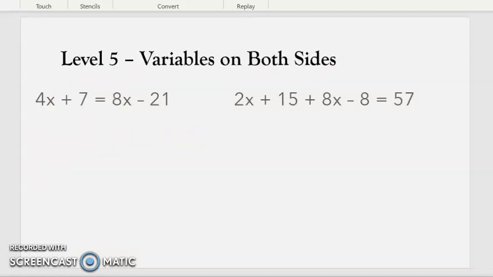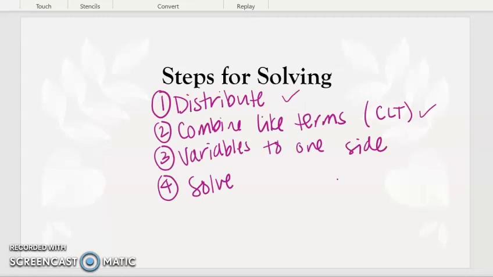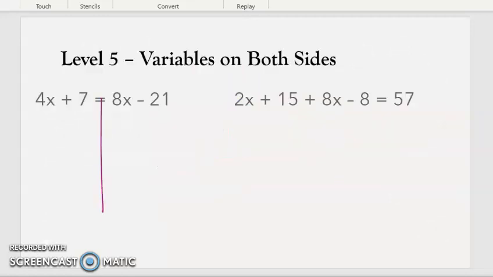The last thing we need to talk about is variables on both sides. Okay? So oftentimes we're going to see x's or a's or whatever on both sides of that equal sign. Okay? Meaning if I were to draw that line there, they're on both sides of that line. Okay? So the steps still follow. Step 1 is distribute. If there's any distribution, we do that first. If I look at this first example, we have no distribution. I don't have to worry about that.